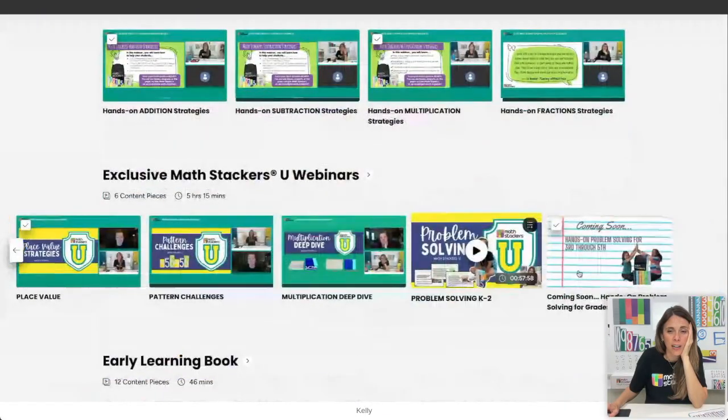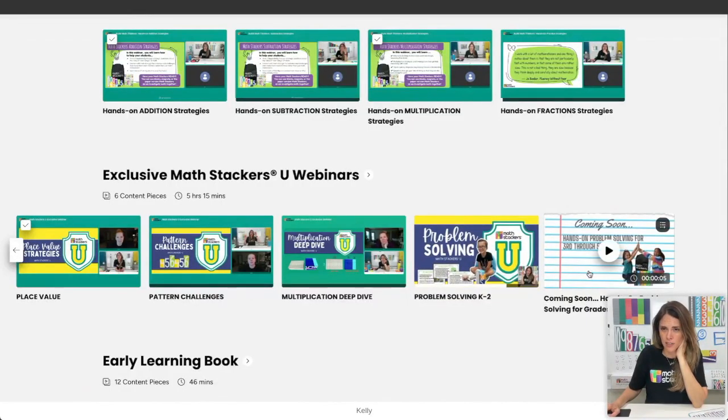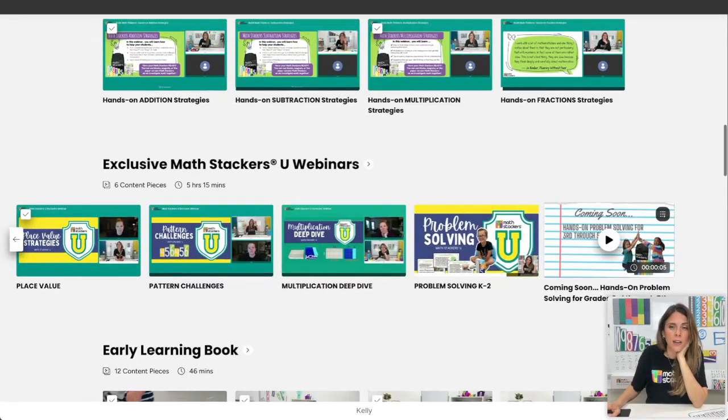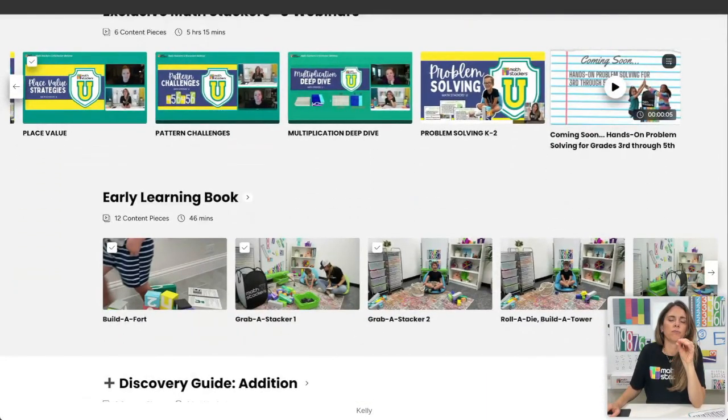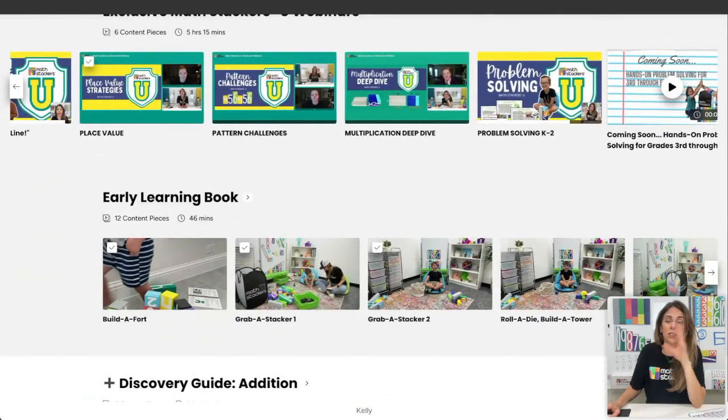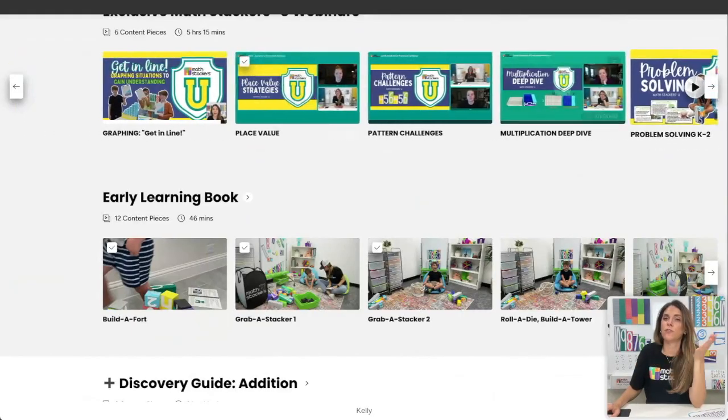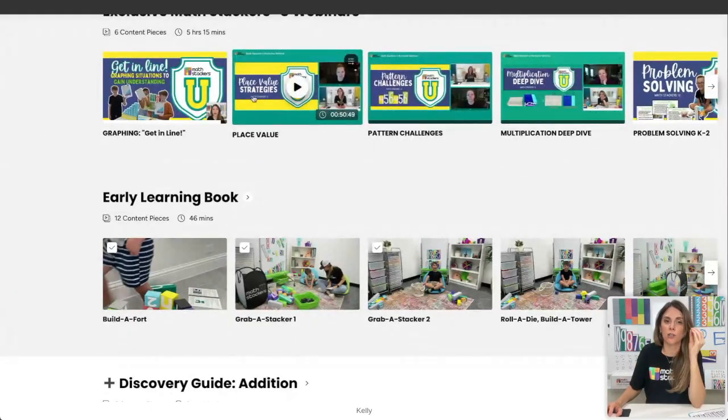And then right here, so here's our problem solving one that I was talking about at the beginning of our session today for K2. If you missed that, go log into Math Stackers U and you can watch that one in its entirety. And then I will load this today or tomorrow, the one that we're in right now. I'll edit it and put it in here along with the station cards for the three problems that we did, because this is a Math Stackers U exclusive. So all of these downloads are exclusive to you.